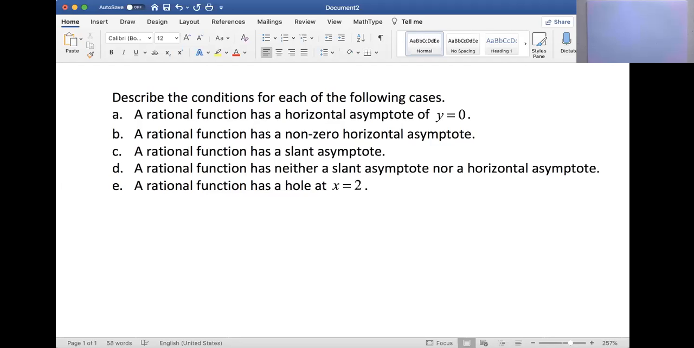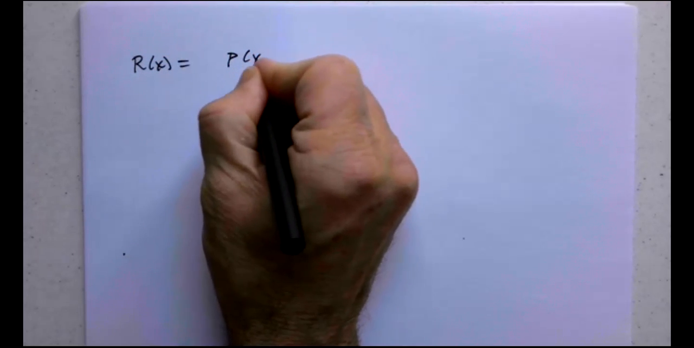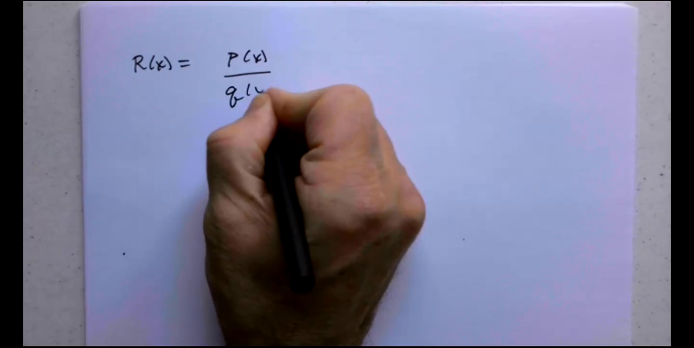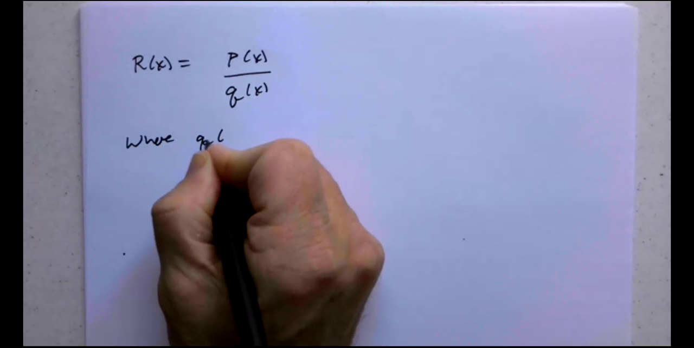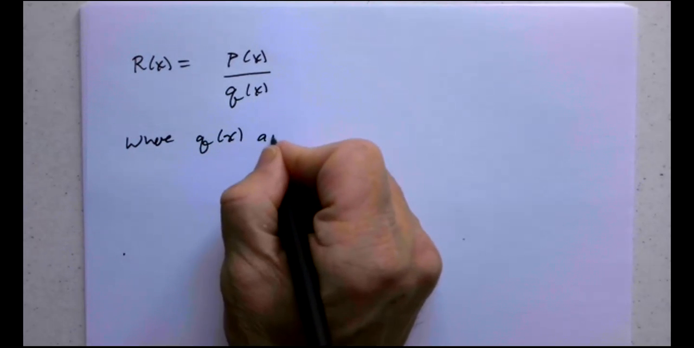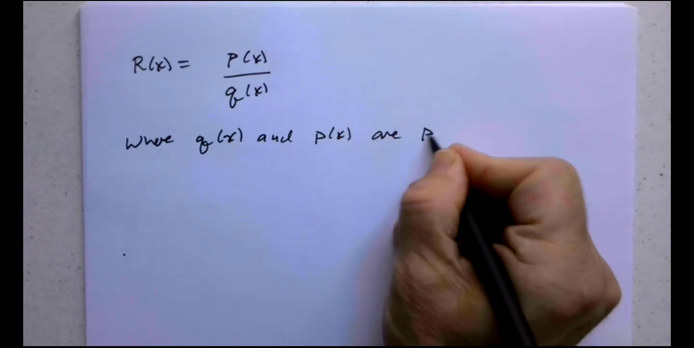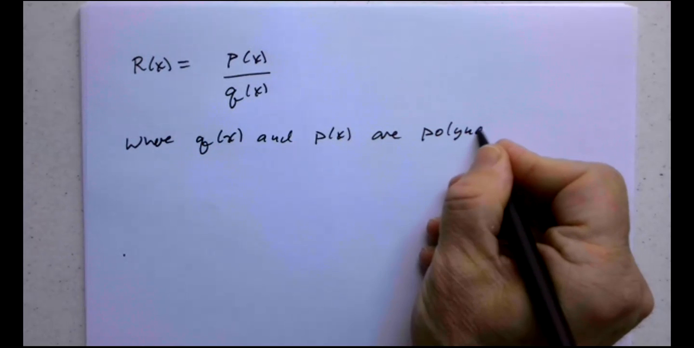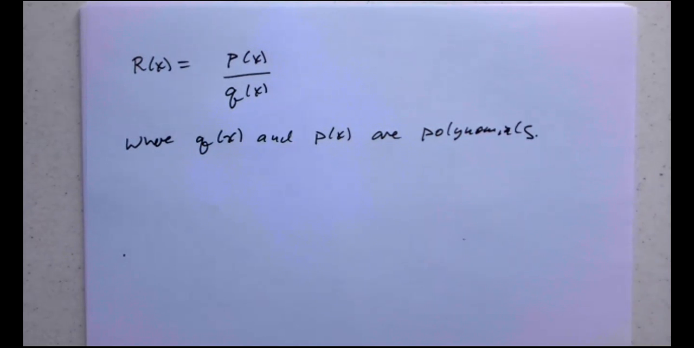To answer this question, we need to talk about rational functions and their degrees. So a reminder, a rational function, r of x, is p of x over q of x, where p of x and q of x are polynomials. And of course, q of x can't be 0. That's important for us to know.